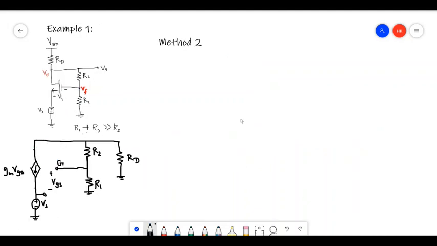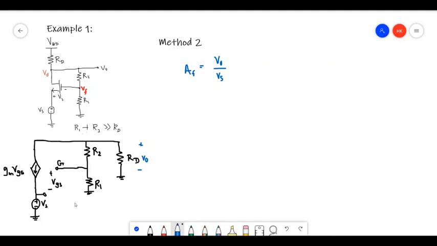Okay, so let's now move on to the second method. In the second method, we are going to use the closed loop system and calculate the parameters straight away, right? So in this case, you can directly use the definition. We say the closed loop gain will be V out divided by Vs, right? So let's see how we can find that.